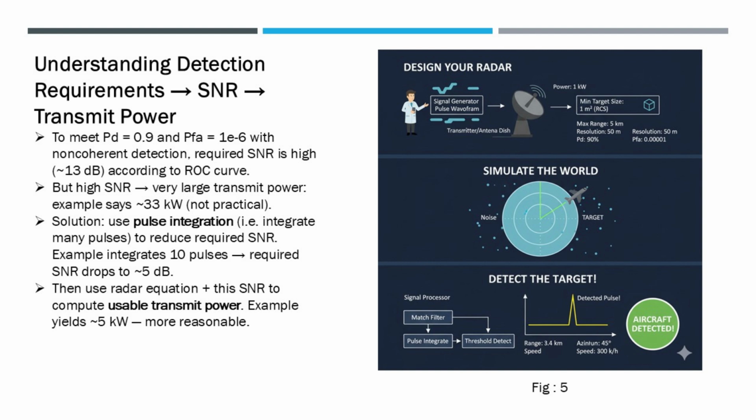Solution: use pulse integration, i.e. integrate many pulses to reduce the required SNR. The example integrates 10 pulses. The required SNR drops to about 5 dB. Then use the radar equation plus the SNR to compute the usable transmit power. The example yields about 5 kilowatts, which is more reasonable.